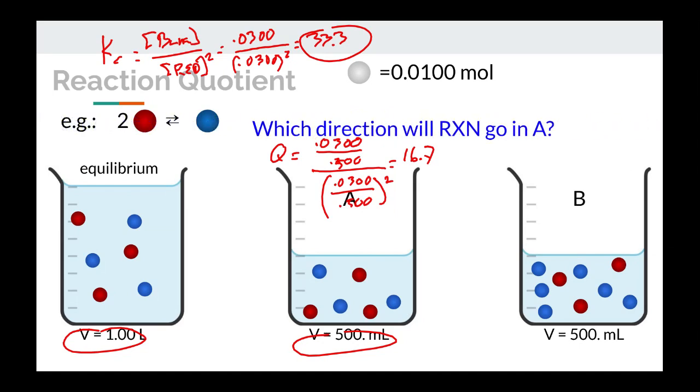So what direction will the reaction go in A, now that we know it's not in equilibrium? Because Q is less than K, the reaction is going to shift to the right to use up reactant and make the denominator smaller and make product, which will make the numerator bigger. And then the value of Q will rise until it is at K.